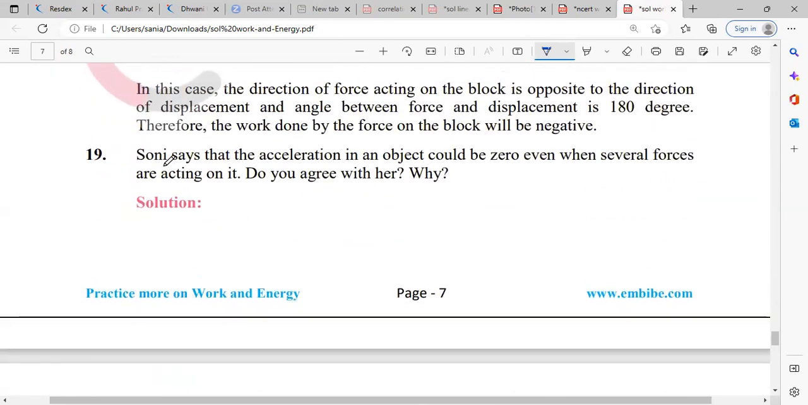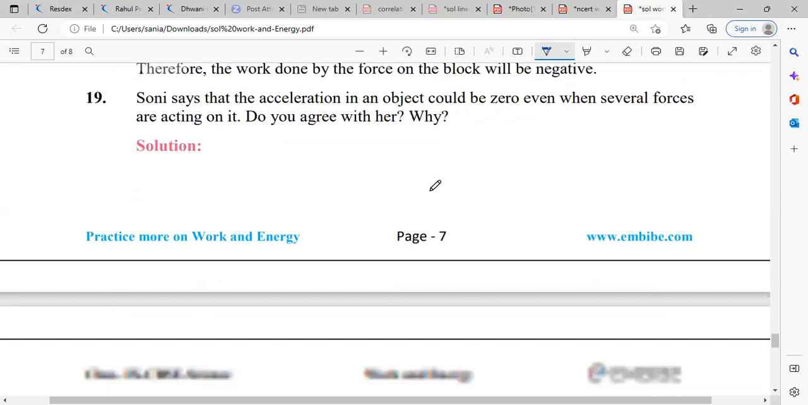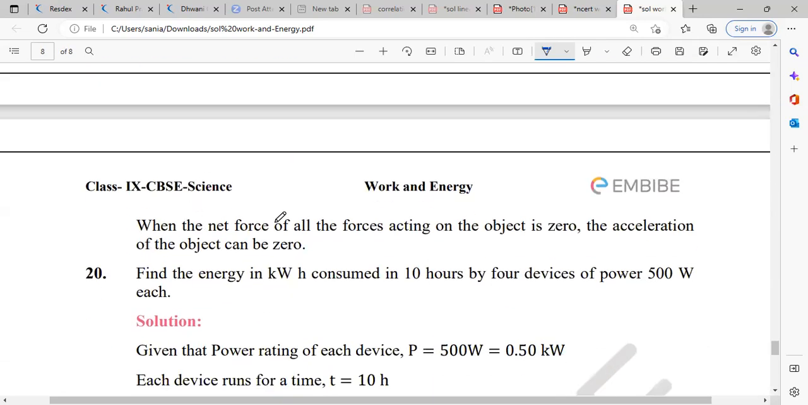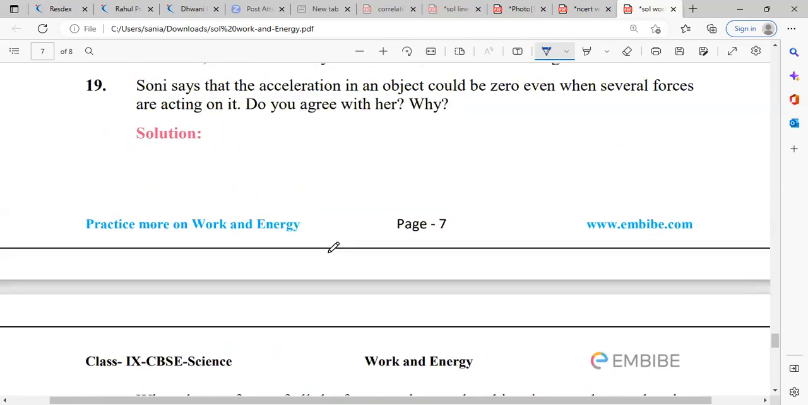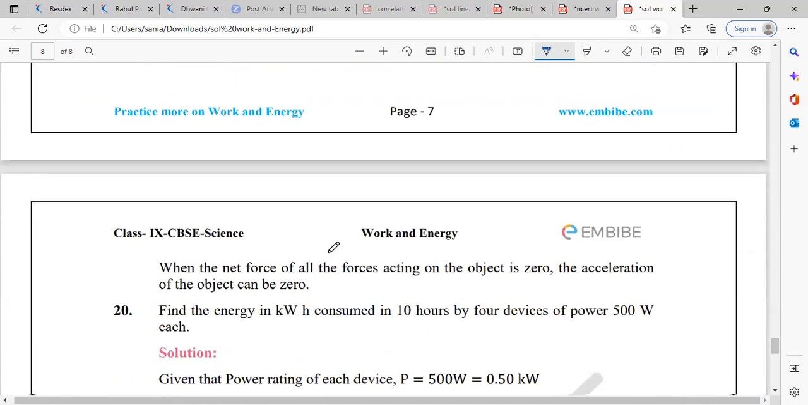This one. Sony says that the acceleration of an object could be zero even when several forces are acting on it. Do you agree with her? Yes or no? Okay. So when the net force of all the forces acting on an object is zero, the acceleration of the object can be zero. Yes. Clear? Yes, ma'am.